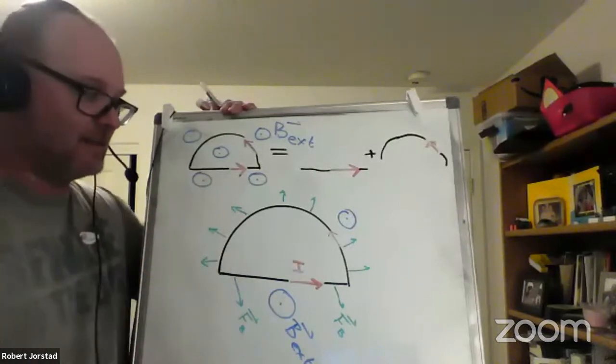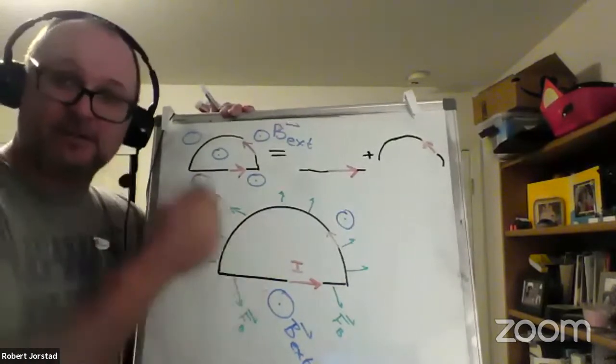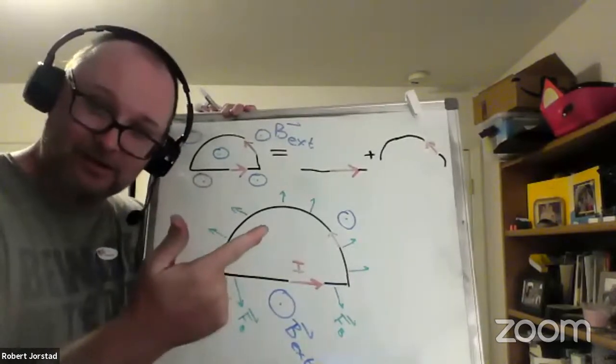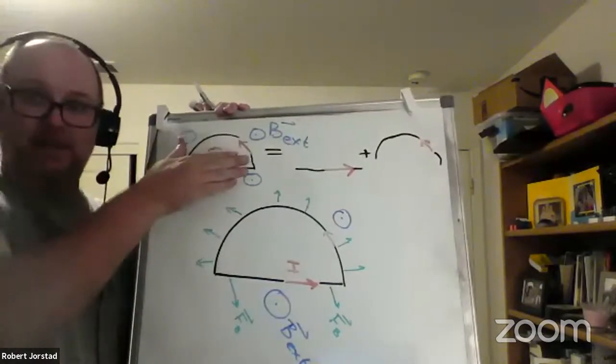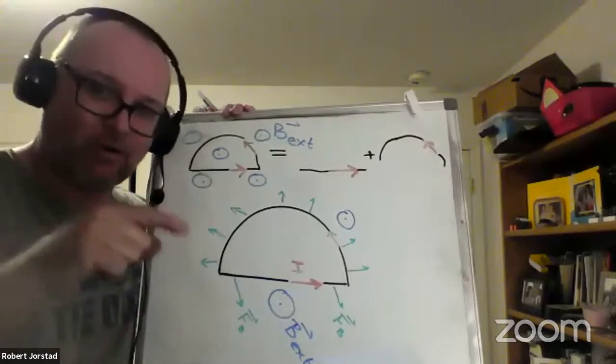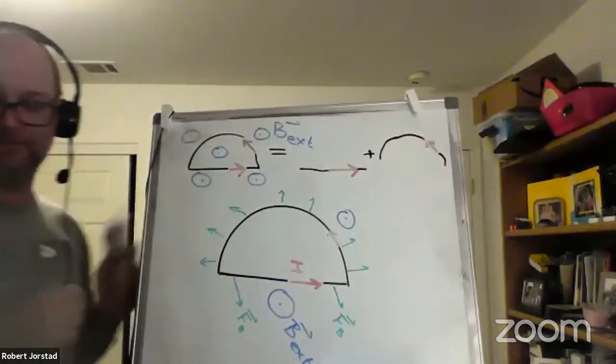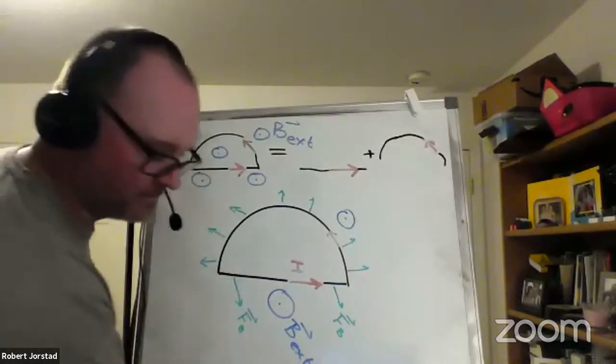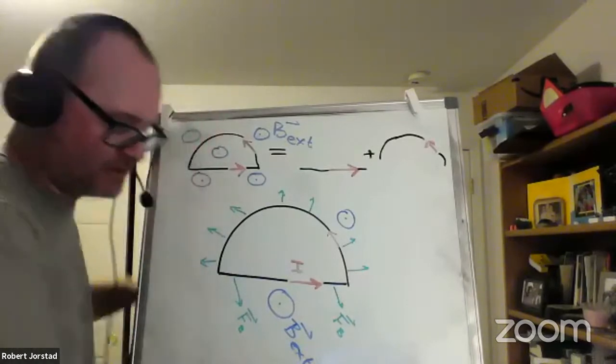So we see that if the magnetic field is out of the plane, there's no net force and there's no net torque. If the magnetic field is in the plane, there's no net force, but there is a net torque. All right. Questions about that?